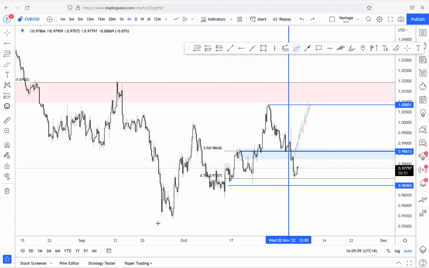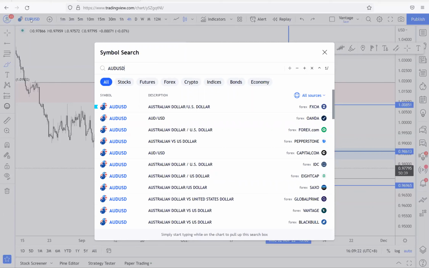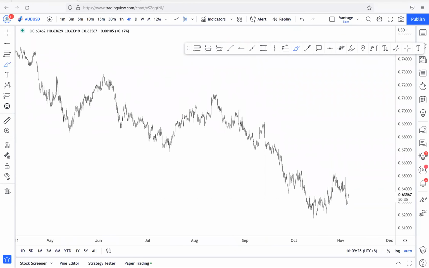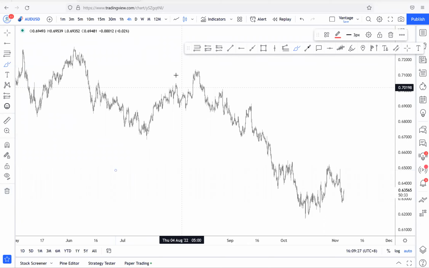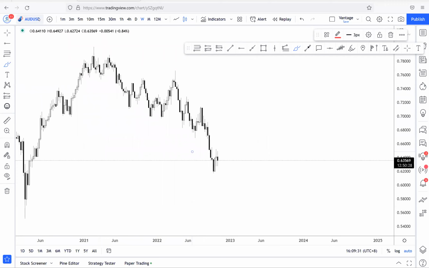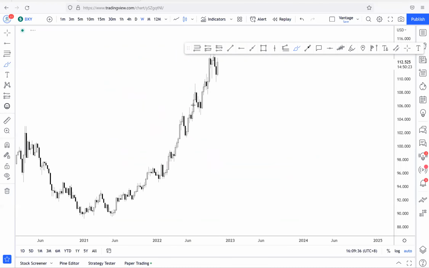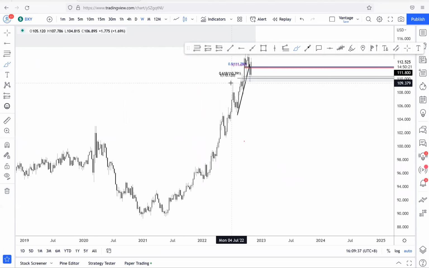Okay, so the next setup that we have would be on Aussie dollar. Aussie dollar is on an interesting level. Let me just bring out Aussie dollar, and I'll go through a little bit more on supply demand zones as well. And then we'll take a look at dollar index. Actually, for a start, maybe we should just take a look at dollar index first, just to see what are the key levels that prices are currently testing.